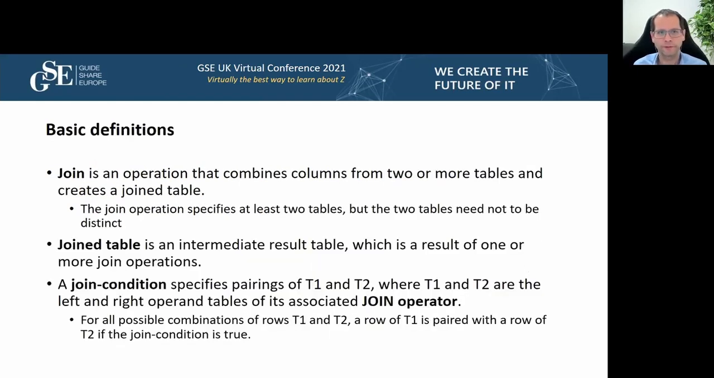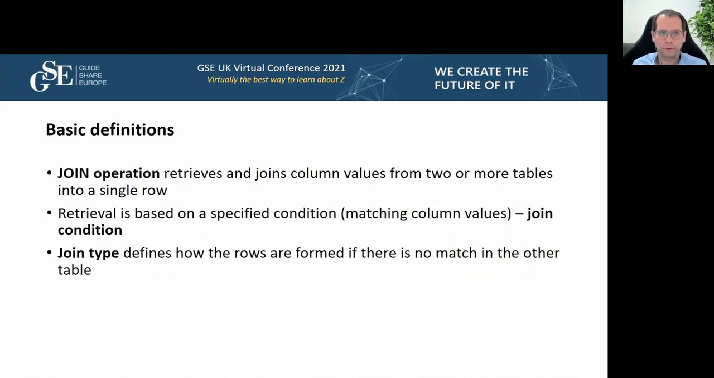And now just some basic definitions. So what is really a join? A join is an operation that combines two or more tables and creates a join table, right? What we need to be able to join those tables is to have some join condition, which specifies the pairings, and some join operator, right? So that's what will happen with those rows. So three main things: a join operation retrieves and joins data from two or more tables based on the condition, which is called the join condition, and the join type defines how the rows are formed if there is no match.